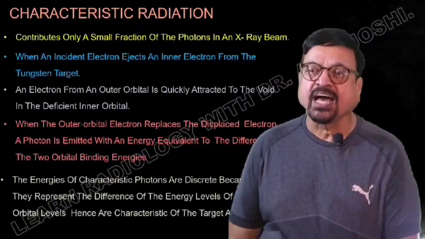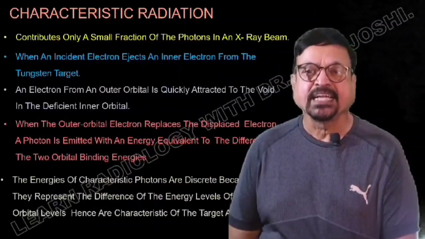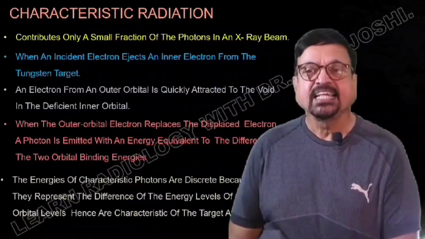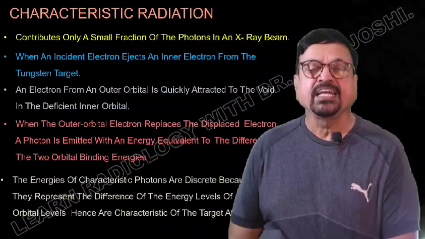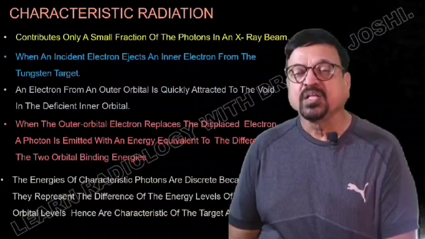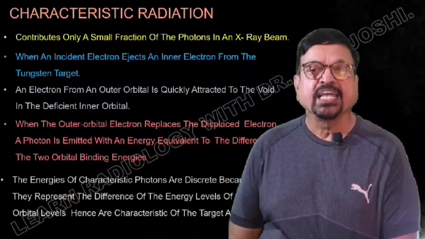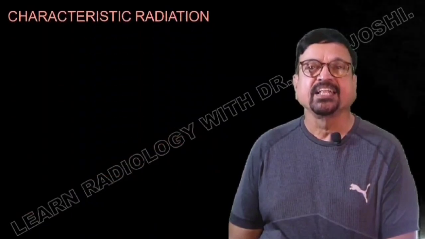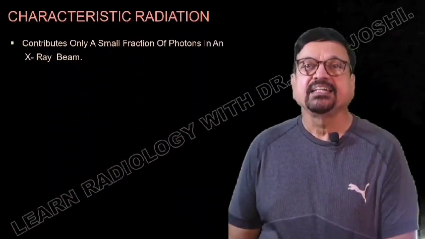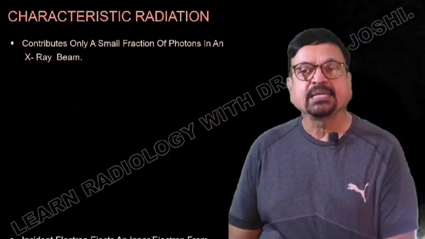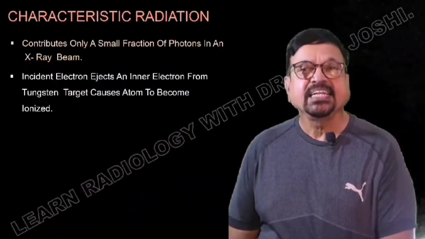The energies of characteristic photons are discrete because they represent the difference of the energy levels of the electron orbit level, hence are characteristic of the target atom. So always we will have to select a target in such a way that it will produce a good characteristic radiation. Now it contributes only to a small fraction of photons in an X-ray beam.